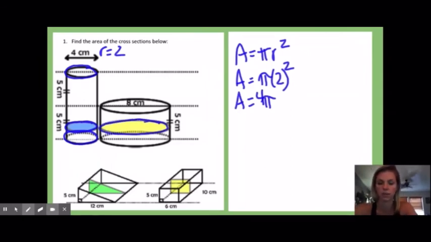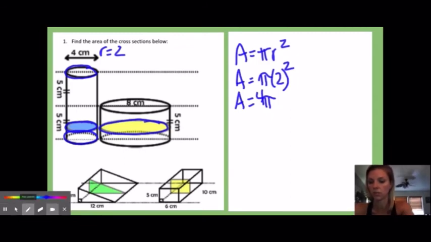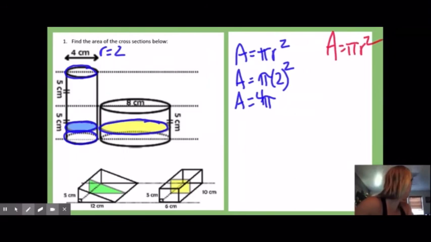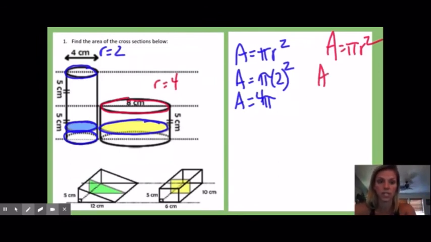If I want the area of this circle, I'll do this one in red. Pi r squared. In this one, if the diameter is 8, the radius is 4. So you can just find the area of the top or bottom. It's congruent to the cross section. Area equals pi times 4 squared. And again, I'm just going to leave it in terms of pi. So the area of that cross section is 16 pi.